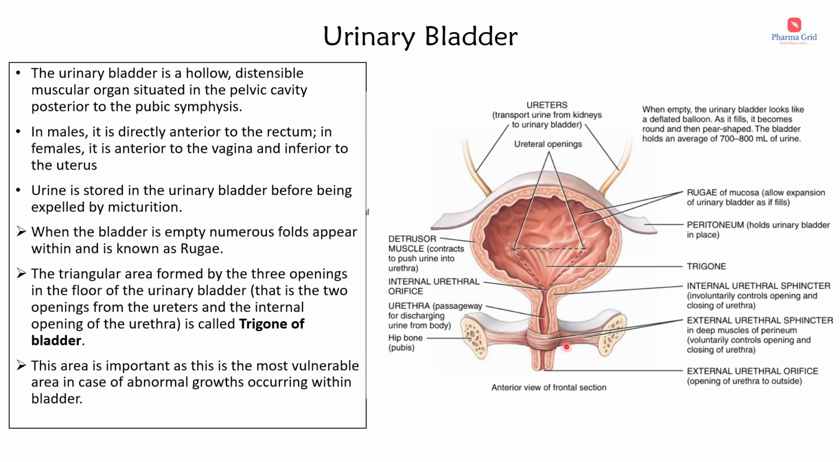And here you can see the external urethral sphincter in the deep muscles of the perineum. The function of this external urethral sphincter is to voluntarily control the opening and closing of the urethra. And here is the urethra, the passageway for discharging urine from the body. And here you can see the external urethral orifice, which is the opening of the urethra to the outside.